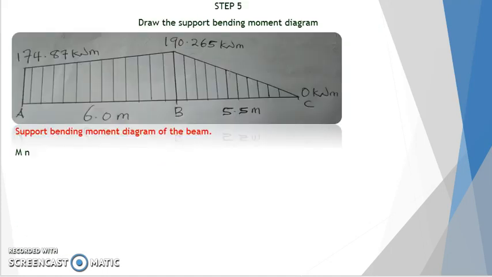Then draw the support bending moment diagram. This is it, as we have always done. Now, getting the shear force, I think you use the same method as I've shown you in the Hardy-Cross method of moment distribution. Use that method to get your shears at this point, and this point.